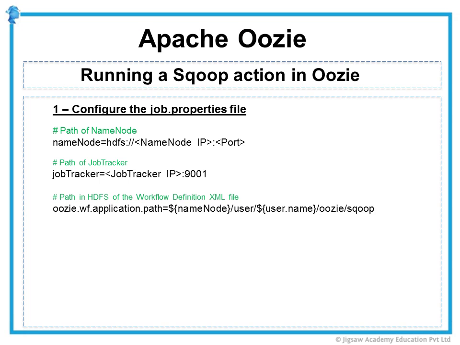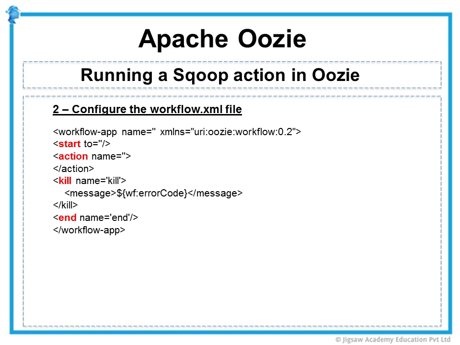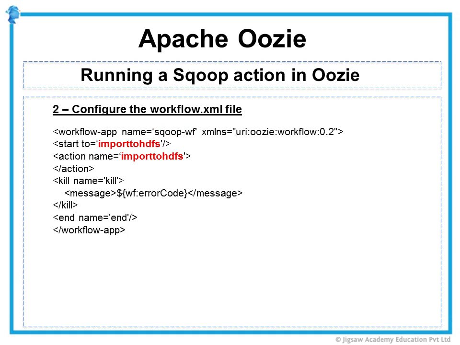Next, let us configure the workflow XML file. You start with an XML file that has the start, end, kill, and action nodes, so you can use this as a kind of template. First, I'll name this workflow sqoop-workflow so that I can easily identify it. Then I'll start with the import to HDFS action.